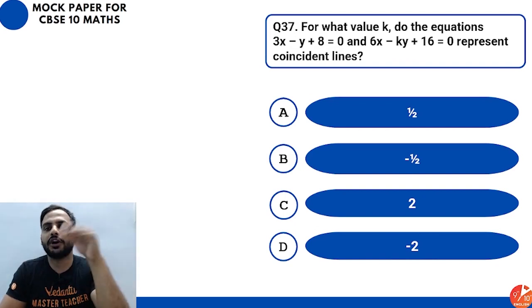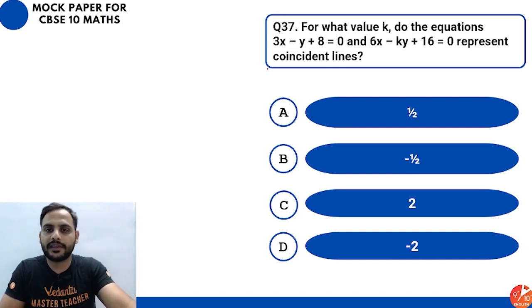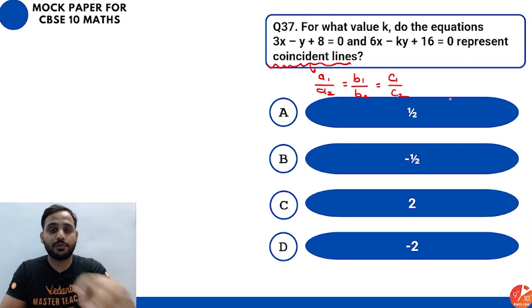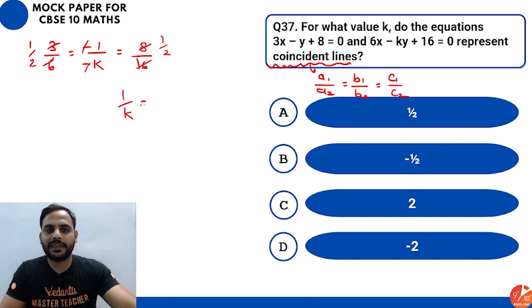Okay. Next question: for what value of K do these equations represent coincident lines? For coincident lines, the condition is A1 by A2 is equal to B1 by B2 is equal to C1 by C2. By now you should remember all this. So 3 by 6 is equal to minus 1 upon minus K is equal to 8 upon 16. This is becoming 1 by 2. This is also becoming 1 by 2. Negative negative got cancelled. 1 by K also should become 1 by 2. That means K is equal to 2.